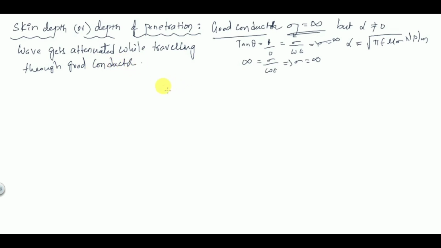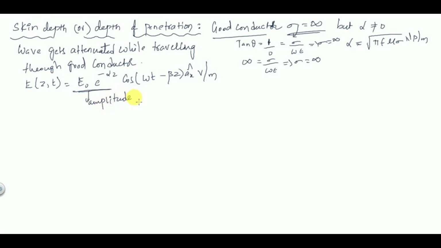Okay, so a wave always gets attenuated. The formula for the wave equation is E of z comma t equals E naught e power minus alpha z cos of omega t minus beta z, in the a x direction, in volts per meter. So this is the attenuation here, and this is the amplitude. Always there will be attenuation. This is the first point you have to remember: when the wave is traveling, there is always attenuation, right?